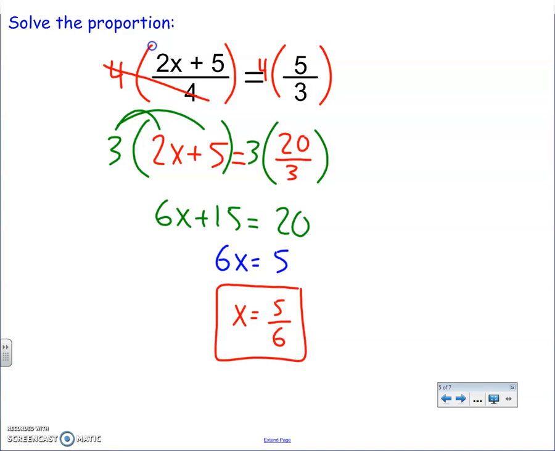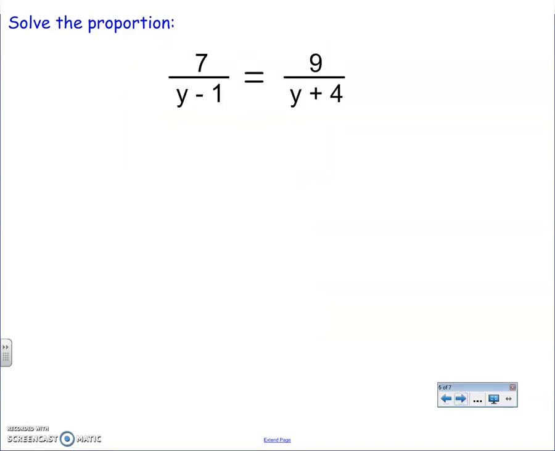Alright, here's another one. Two fractions. The denominators aren't even numbers this time, but that's okay. The step's exactly the same. You're going to multiply both sides by a denominator. So let's multiply by y minus 1 first. Why not?